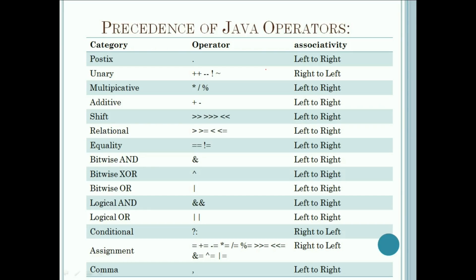Next, there is the precedence of Java operators. They have some categories: postfix, unary, multiplicative. So they have precedence. The first one is postfix, then unary, and in the same way they will work. Then there is associativity regarding them. Associativity differs. For example, postfix has left to right associativity, whereas conditional has right to left associativity. So each one has a different associativity.